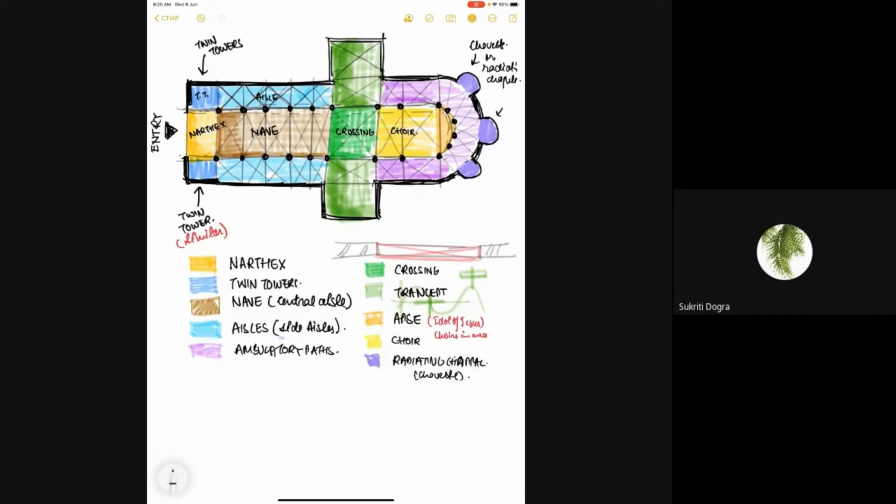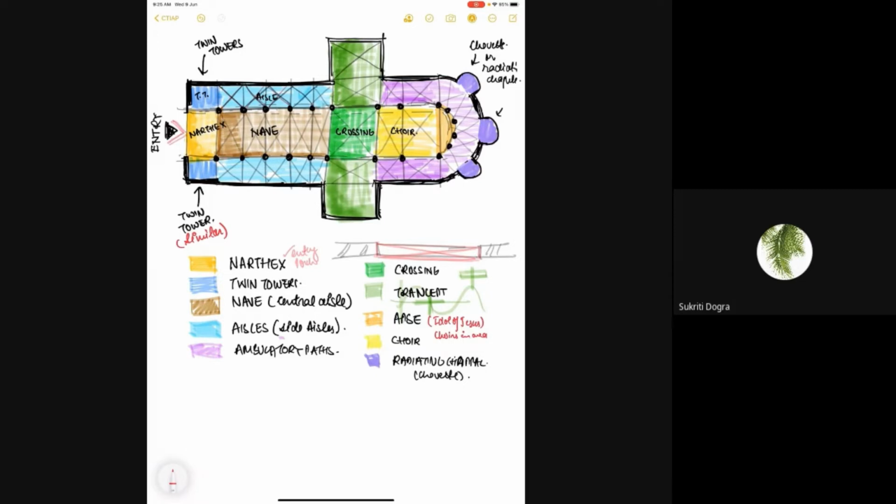So the very first portion is your narthex. So what is a narthex? Narthex is the main entryway. You can say entry porch or entryway to the church, from which you enter inside a church altogether. This becomes your narthex. Then comes your twin towers.